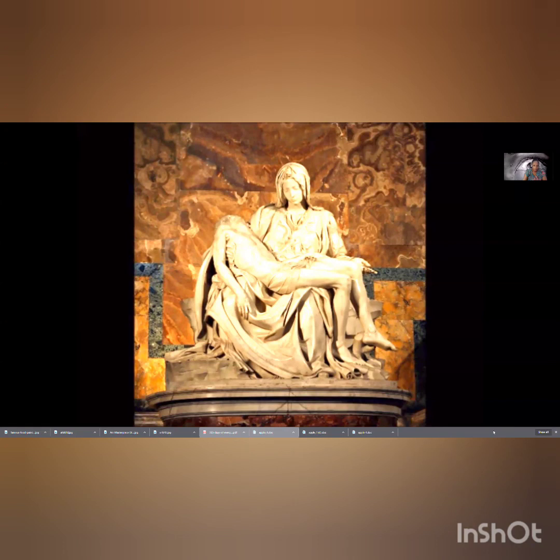What's unique about this Pieta is that Mary is depicted not as the 50-year-old woman that she actually would have been at the time of Jesus' death, but as a beautiful, robust young woman. And there's several theories as to why Michelangelo may have chosen to depict Mary in that fashion.